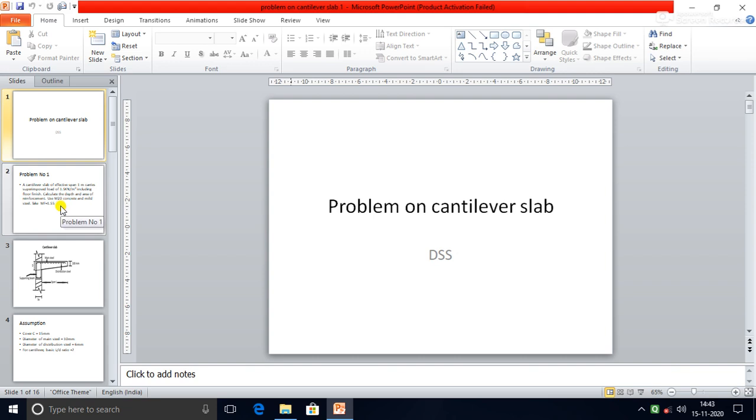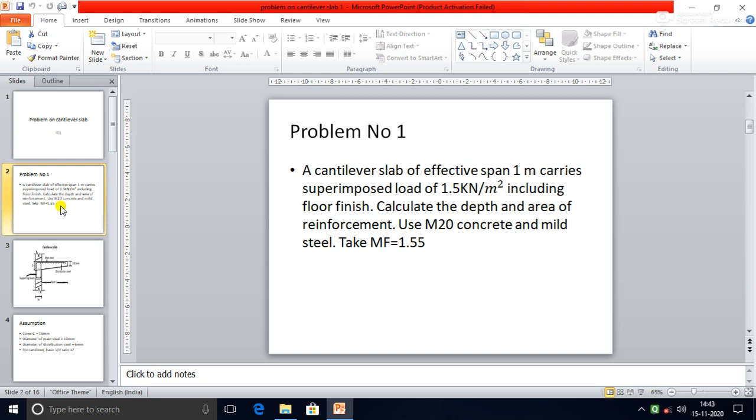Let us see the first problem. A cantilever slab of effective span 1 meter carries a superimposed load of 1.5 kN per meter square, including floor finish. Calculate the depth and area of reinforcement. Use M20 concrete and mild steel. Take modification factor 1.55. In this problem, we have to design a cantilever slab for effective span of 1 meter. Here, the effective span, L effective, is directly given.